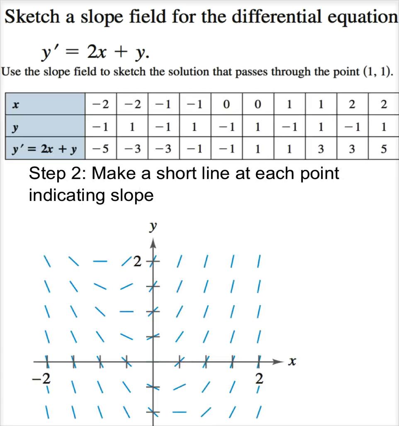The next step, you make a short line at each point indicating the slope. So I would come over to (0, -1), and I would put in a short dash of negative 1 right here. And you do this for each one of the points. Now, when you get to points like (2, 1), where the slope is 5, they become almost vertical.